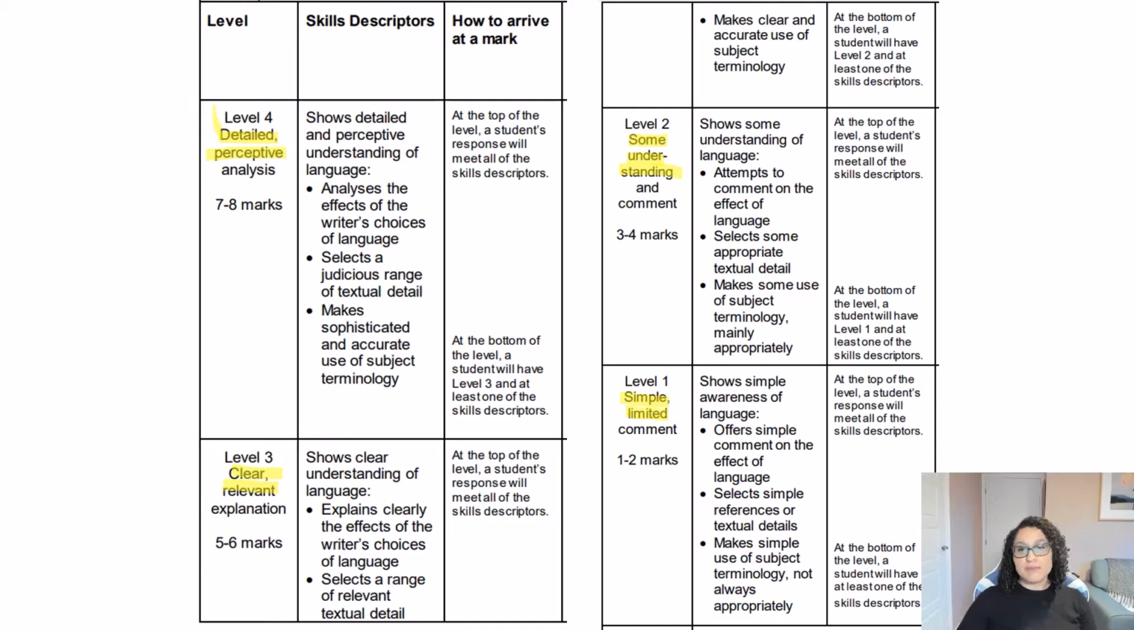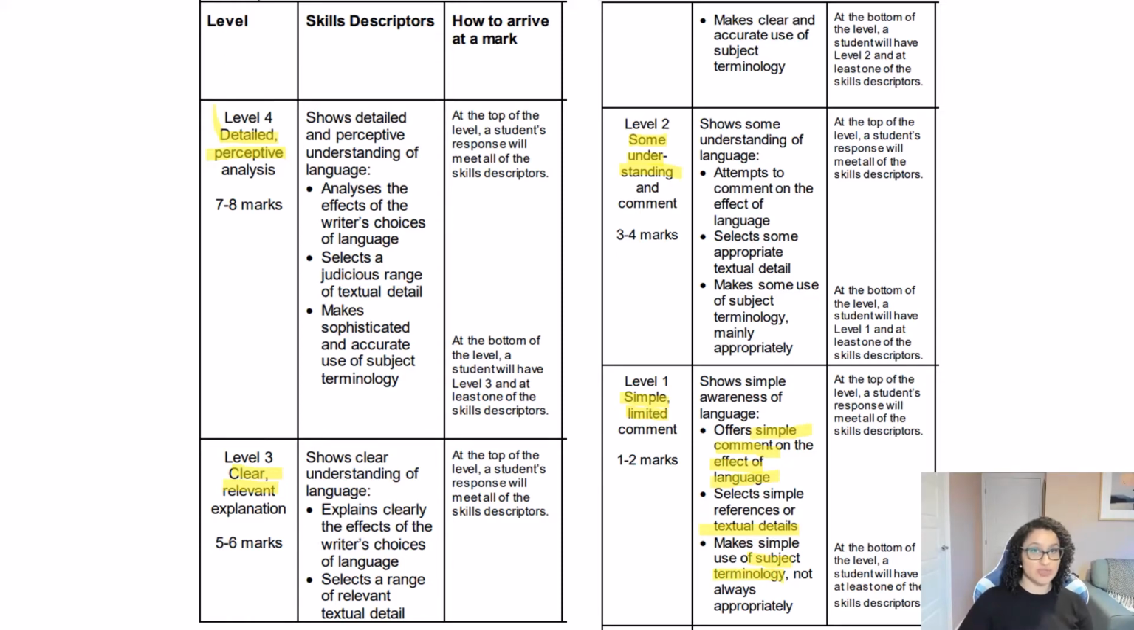For the 3 bullet points that you can see in the second column here, there are basically 3 main things that they're looking at in your answer. As I've already mentioned, the first is on the quality of your comment on the effect of language. The second is about your quotes, or as they call it, textual details. And the third is about whether you've got subject terminology or not.